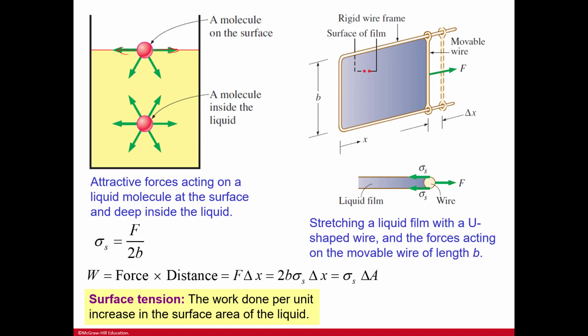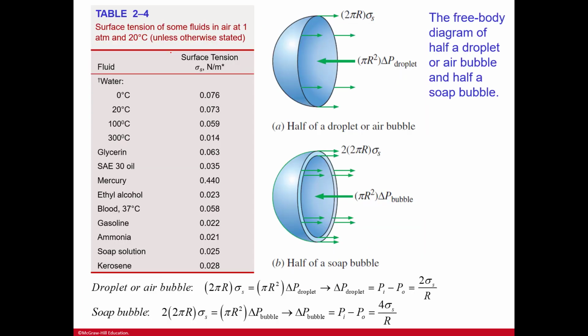Okay. And then it does have those formulas down here where we define what work is, and work is force times distance. So surface tension is the work done per unit increase in the surface area of the liquid. And then we have the surface tension of some fluids in air at 1 atmospheric pressure and 20 degrees Celsius, unless otherwise stated. So that's just a common one that we use.